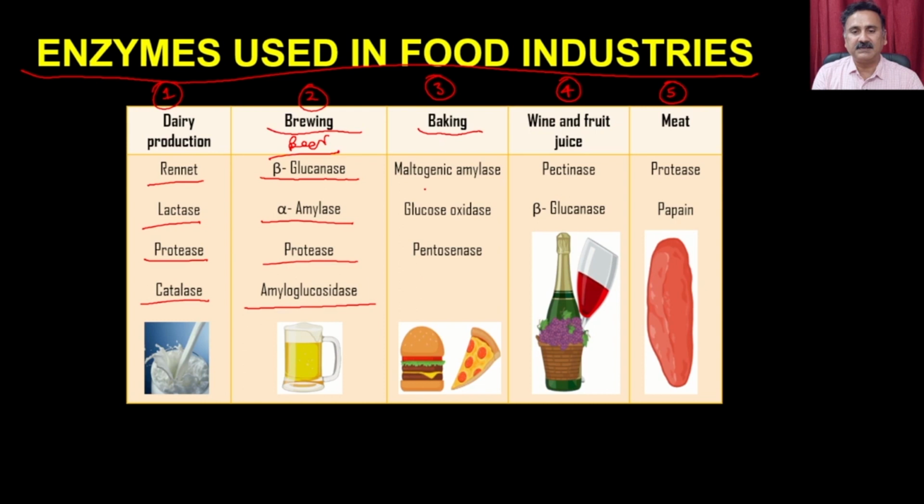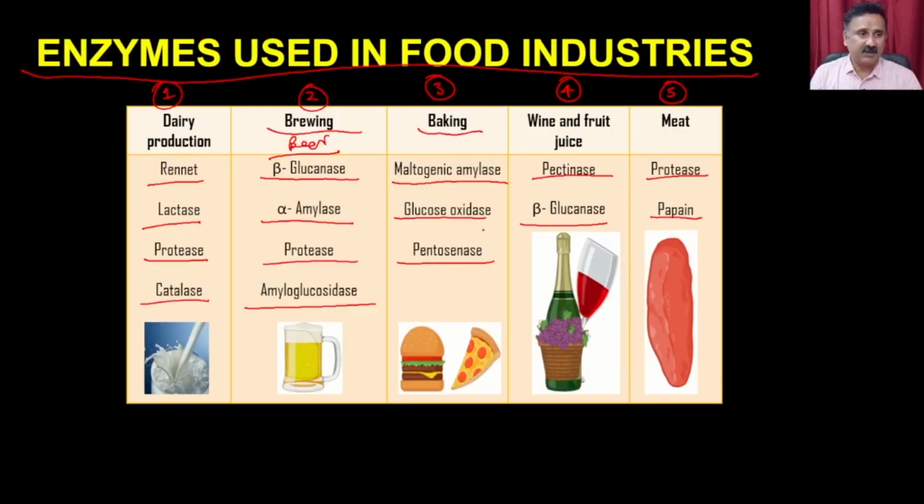Then the baking industry is going to use maltogenic amylase, glucose oxidase, and pentosanases. Then for the wine and fruit juice industry, you can use pectinase and beta glucanase. And for meat, you are going to use protease and peptidase. All of these enzymes have a specific role at a particular step to make the product better so that it will be consumed by the customer.